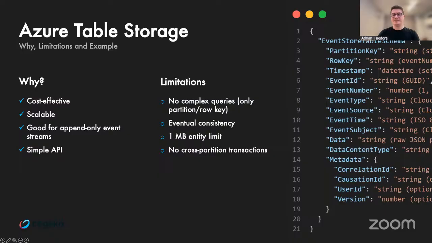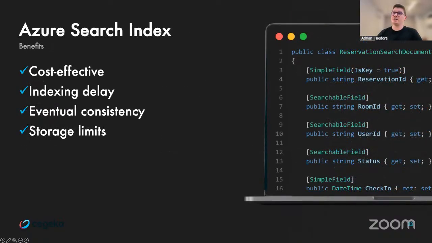But with these limitations, you are quite forced to create projections. So you use the table storage to append only the event streams, and then you build a specialized read model in other stores for complex queries. This is how we ended up using Azure Search Index, because it's built for fast full text search and rich querying. It's particularly good for projections and read models that need flexible query capabilities.